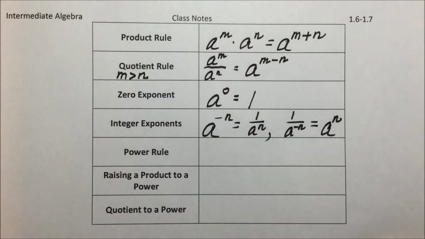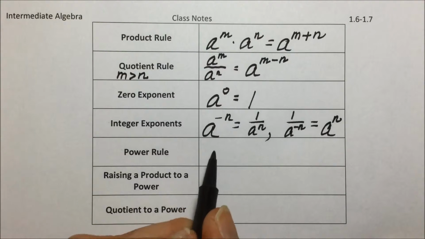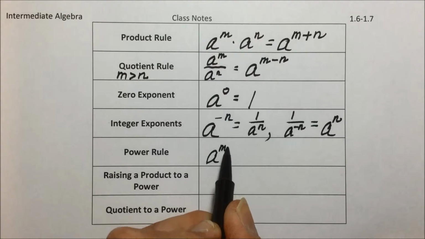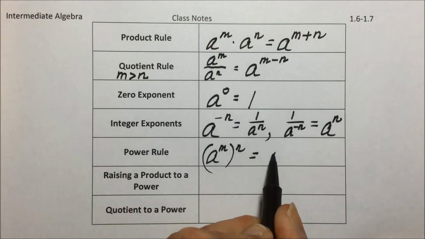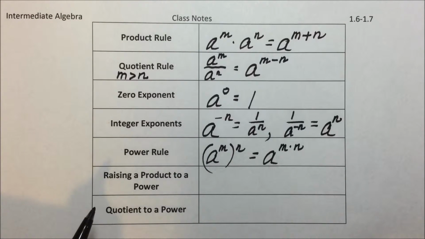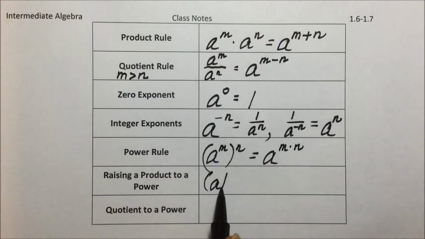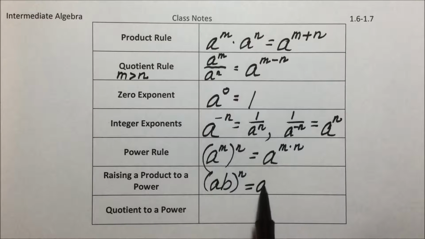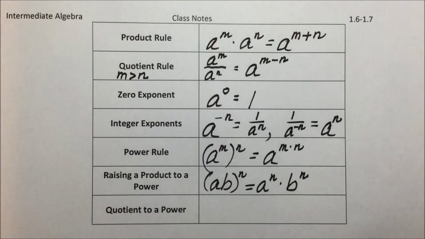A power rule is from raising a term with an exponent to a power, which is equivalent to multiplying those exponents together. Another rule that we have is raising a product to a power. We have a product, these two things multiplied together, raised to a power, which means that each factor will be raised to that power. So a will be to the n and b will be to the n.